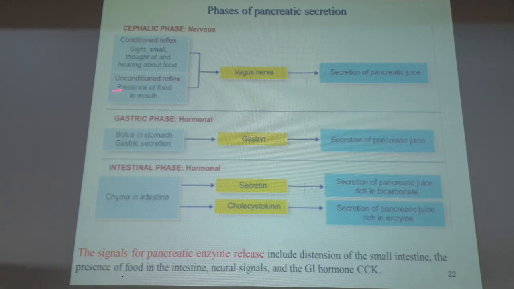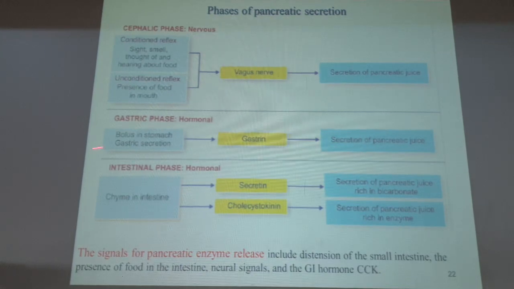The gastric phase works mainly through hormonal signals. Gastric signals will stimulate the pancreatic secretion, and the stomach also enhances more acid secretion. This will stimulate the pancreas to start secretion.